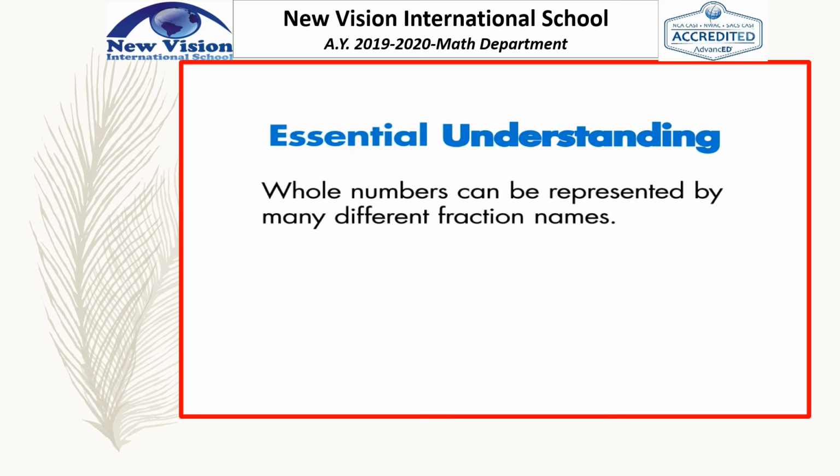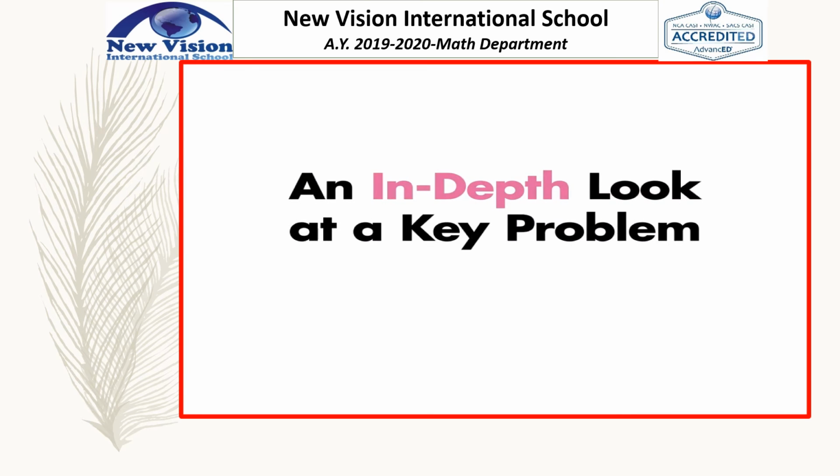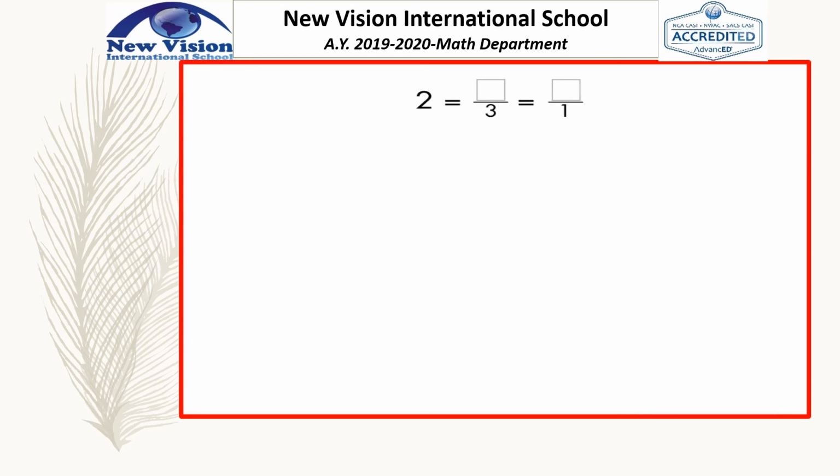The essential understanding for this lesson is whole numbers can be represented by many different fraction names. Previously, students found that a fractional amount can be represented by many equivalent fractions. In this lesson, students find there are also many equivalent fractions that can represent whole numbers. This problem is key because students are asked to complete two fractions that are equivalent to the whole number 2. They are encouraged to use a number line to help, if needed.